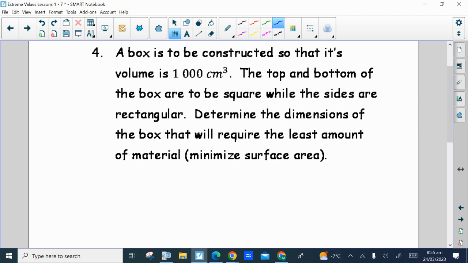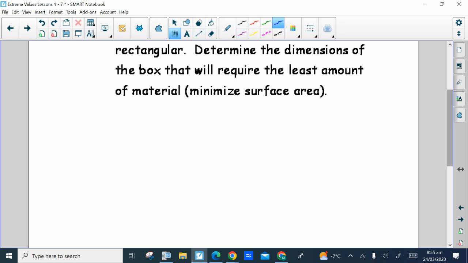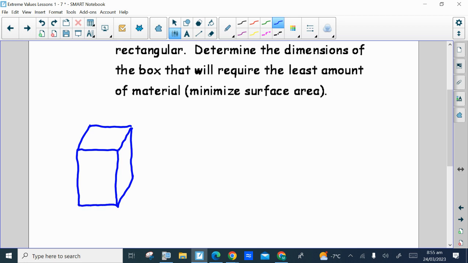So we're told that the box is made of a square top and bottom, and then the sides are rectangular. So we can draw a picture of what that might look like. And again, the top and bottom are squares, and maybe we'll say h represents the height.